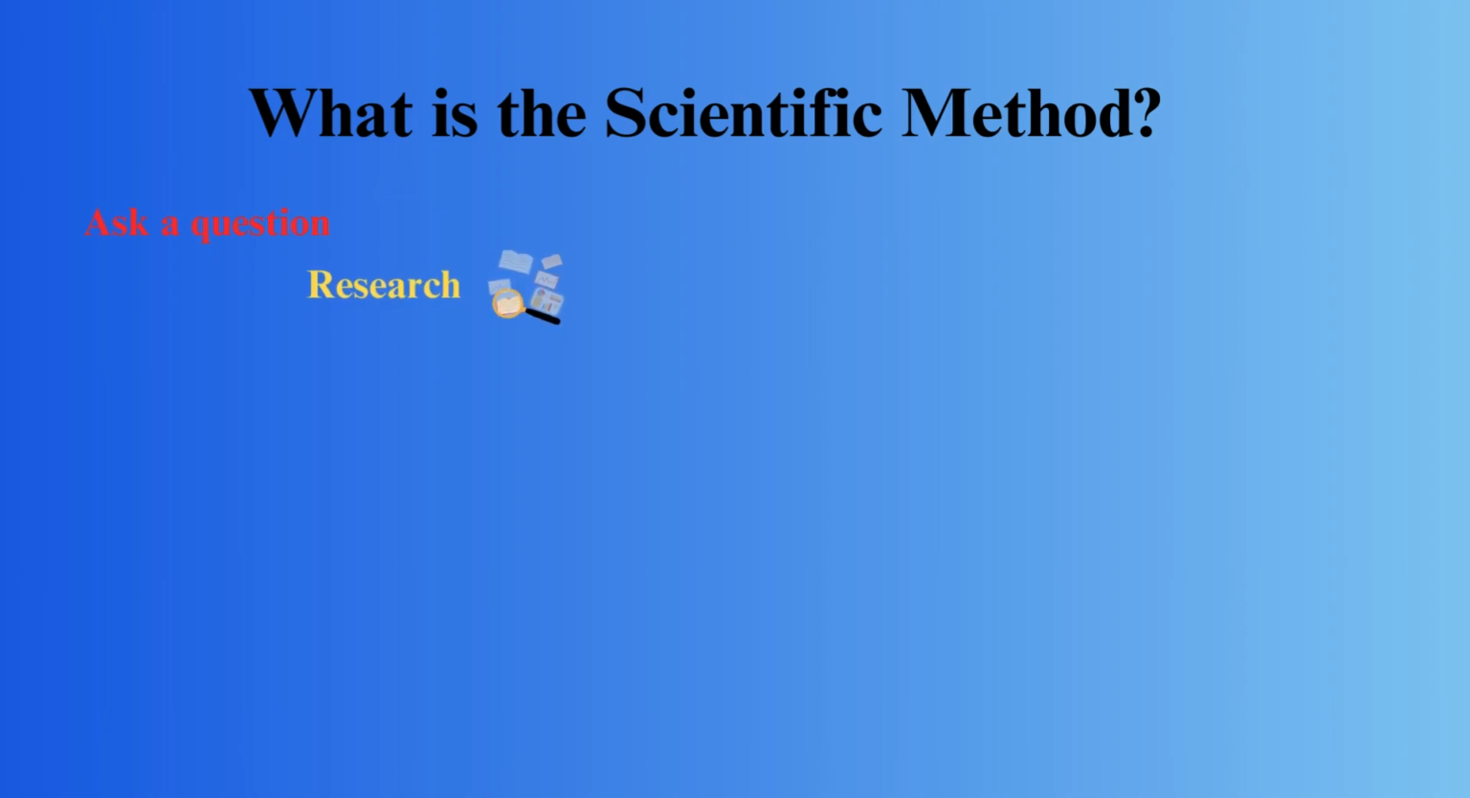The second step is to research the problem. That can be by looking at data, interviews, observations, or surveys. The third stage would be to formulate a hypothesis, or as written here, propose a solution. And this will be done based on the research that you have conducted in the previous stage.